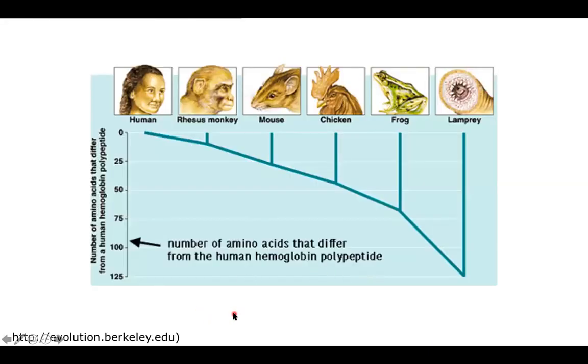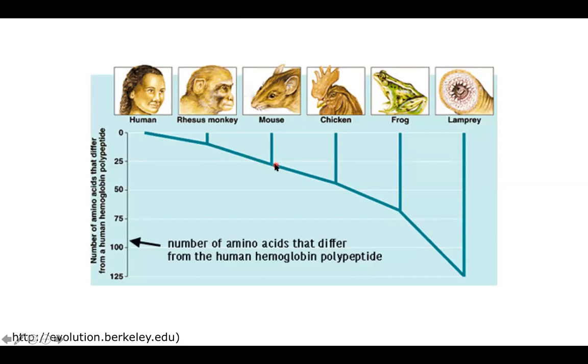Okay, so this gives us another representation of exactly the same idea. So here we have a y-axis that says number of amino acids that differ from the human hemoglobin polypeptide. So this is comparing hemoglobin sequences of different living organisms. If we compare the human with the rhesus monkey, we can see that there is a small difference in the number of amino acids between the rhesus monkey and the human. So our hemoglobin is relatively similar to that of the rhesus monkey.